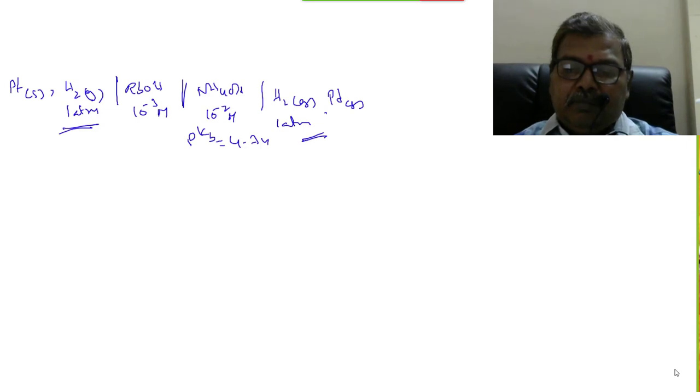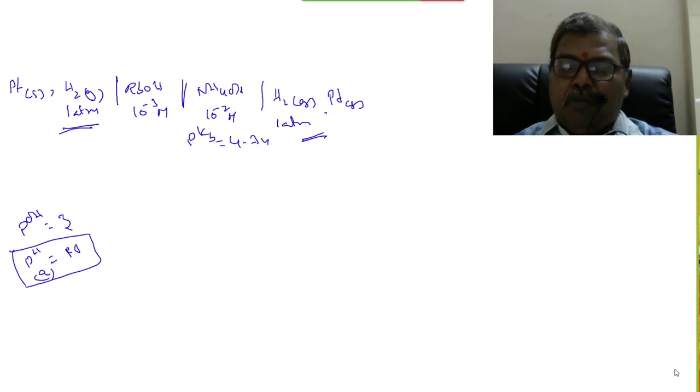into pH of the solution in the anode half cell minus pH of the solution in the cathode half cell. See here, pOH is 3, pH is 11. This is the pH of the solution in the anode half cell. Next, ammonia. Ammonia is a weak base.